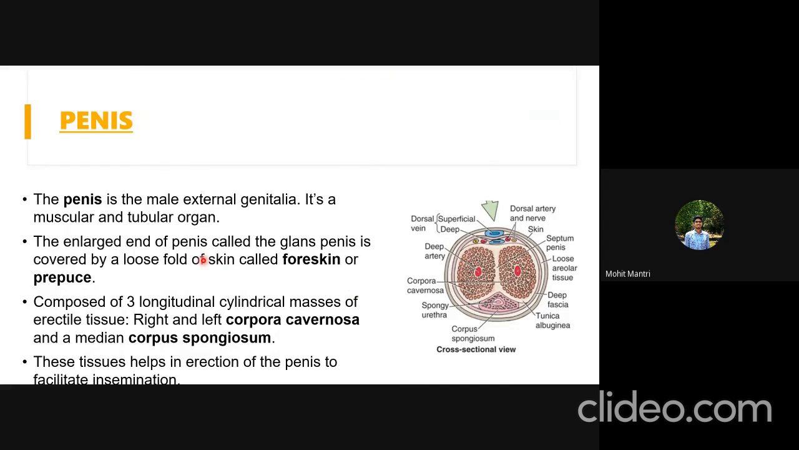Then comes the penis. So the penis is the external genitalia, and it is a muscular and tubular organ in male, and it consists of various erectile tissue. There are 3 erectile tissues. One is the corpus spongiosum, in which the urethra is present, and there are 2 corpora cavernosa, right and left, and these together form the erectile tissue. Apart from that, the enlarged end of a penis is called the glans penis, and it is covered by a loose fold of skin called foreskin or prepuce.